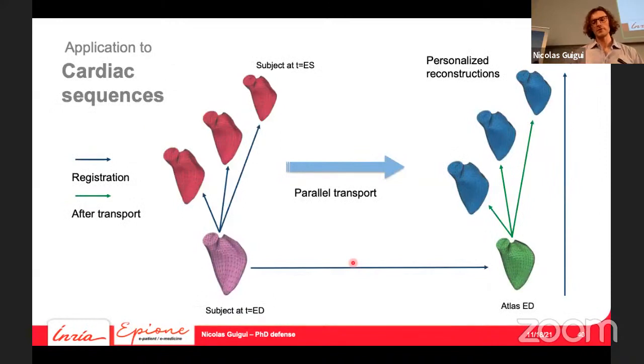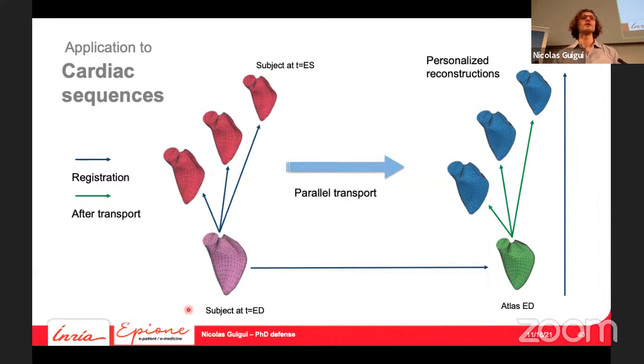But these parameters that encode the deformation are specific to the initial anatomy of the subject, so we must normalize them in order to compare them across populations. And in order to do so, we use the following framework. For each subject, we define the reference time to be the end diastolic time. We compute an atlas at end diastole from the control group.